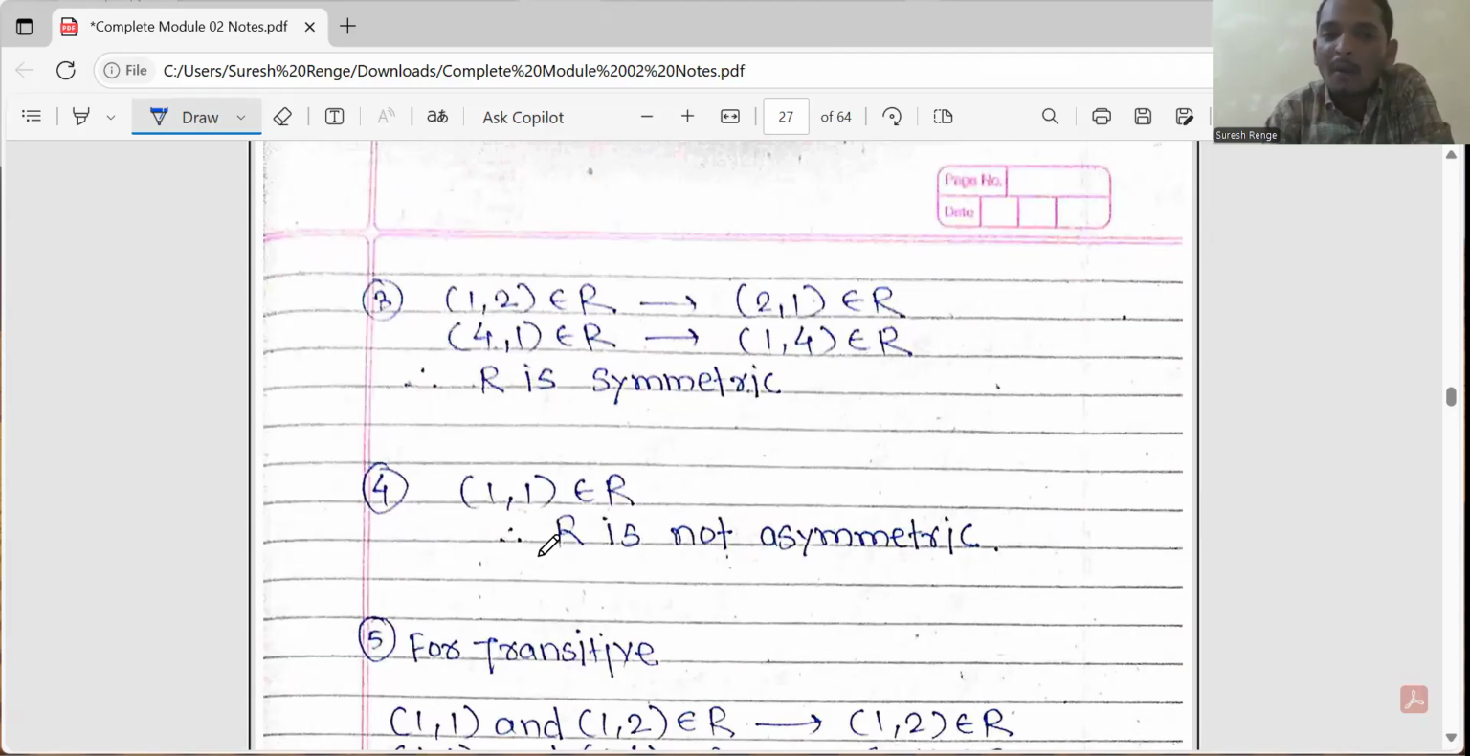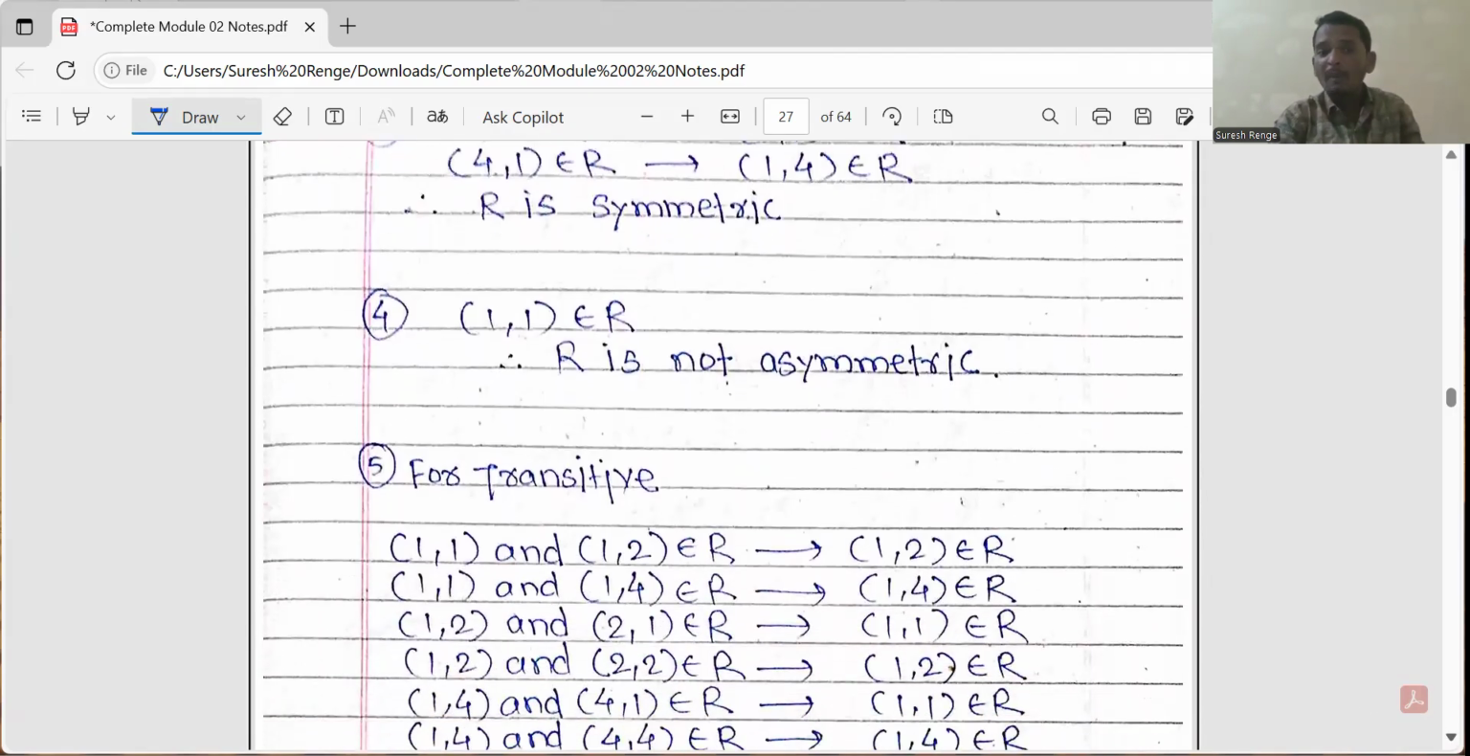If you observe, (1, 1) belongs to R. Therefore, self-related elements belong to your given relation. Therefore, this relation is not an asymmetric relation.